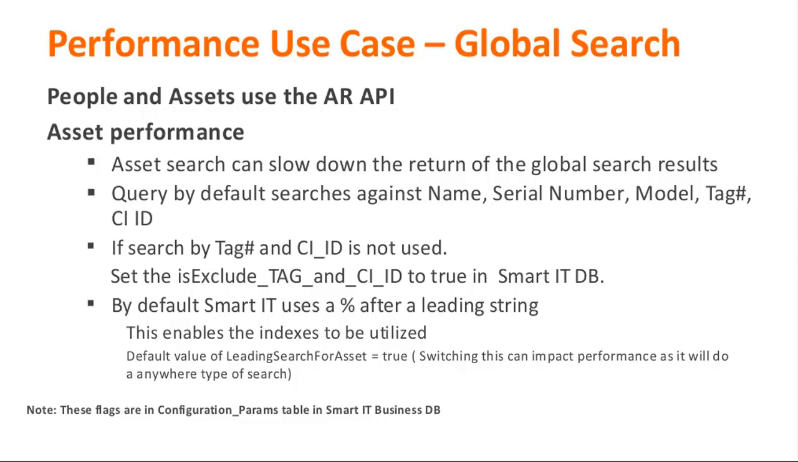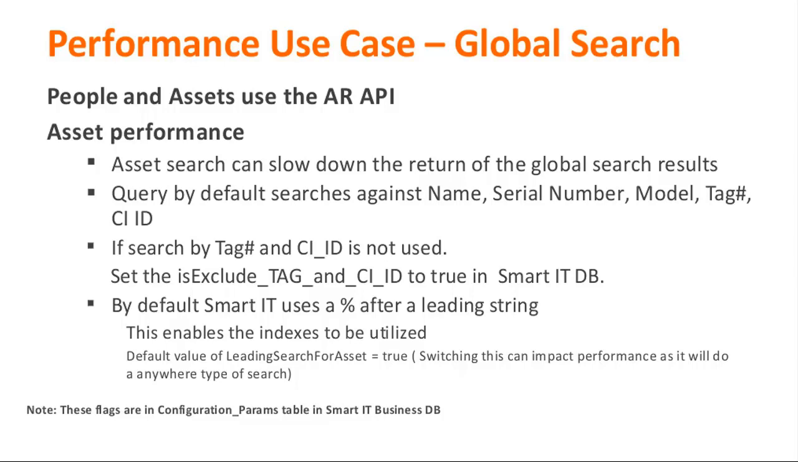In a lot of organizations, people do not use tag number and CIID. If you're not using tag number and CIID, we recommend to turn it off. There's a configuration in the Smart IT database, a flag called is_exclude_tag_and_CIID. If you set it to true, then searching on tag number and CIID will not be made. You will only search the string against name, serial number, and model.